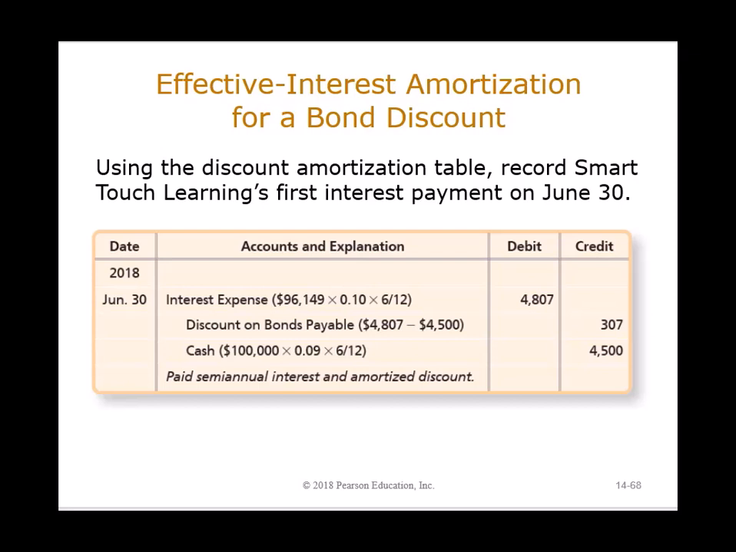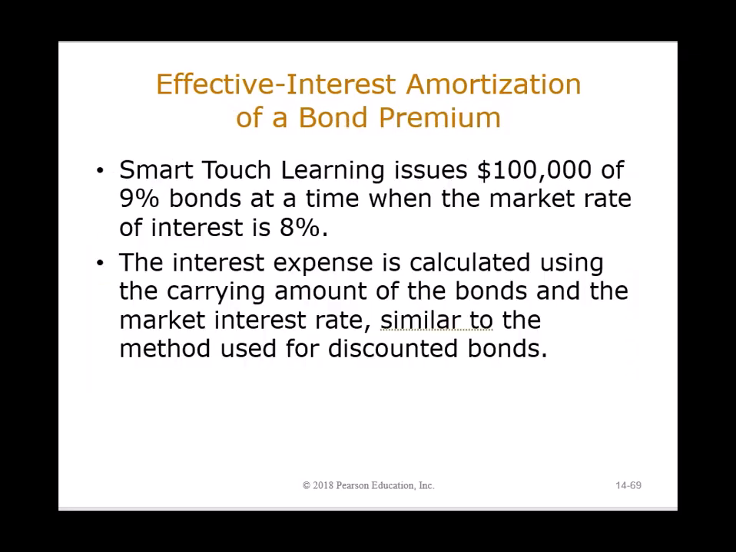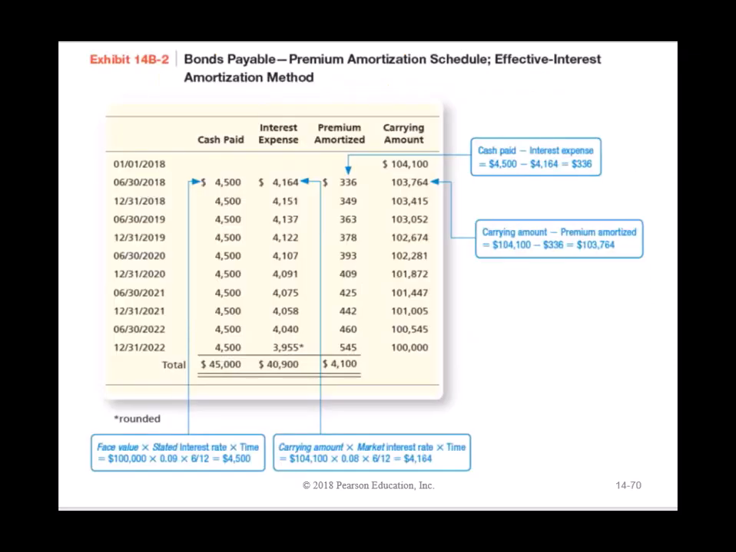Now, we're going to use a very similar approach for the bond premium. We set up our amortization table exactly the same, but what you're going to notice here, because the market interest rate is less than the stated rate, when we compute our interest expense, it is actually lower than the cash paid. The difference between those two is the amount of the premium that will be amortized. So this is actually going to reduce the carrying amount of our bonds payable.